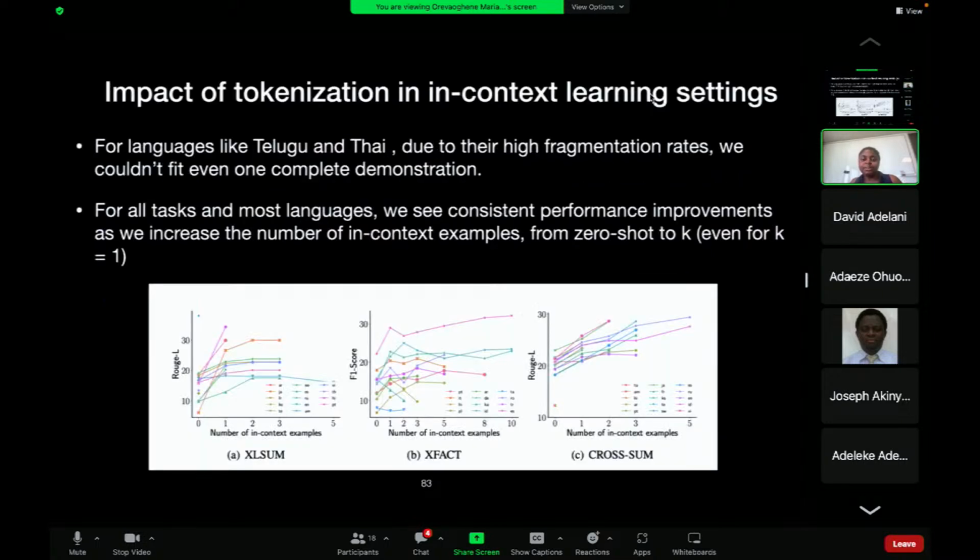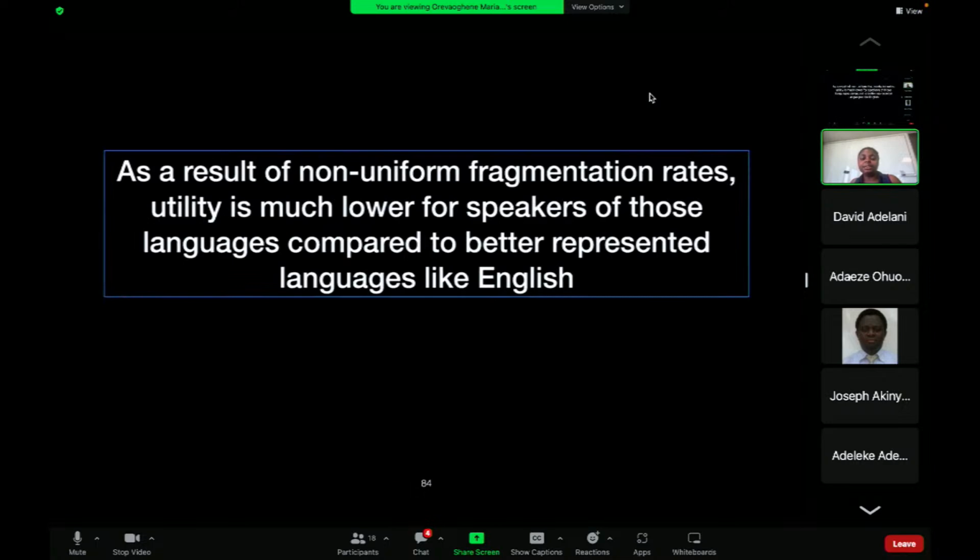So what we've generally seen here is that as a result of these non-uniform fragmentation rates, utility is much lower for speakers of certain languages compared to better represented languages. Even if the tokenizer could process text at test time, users still cannot derive as much utility due to issues in fragmentation.